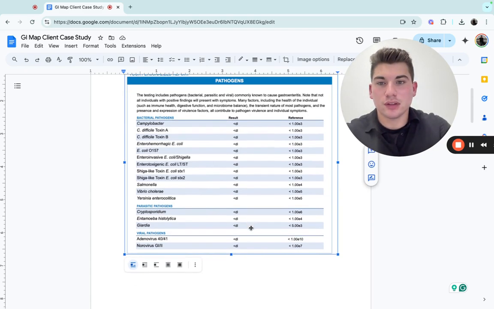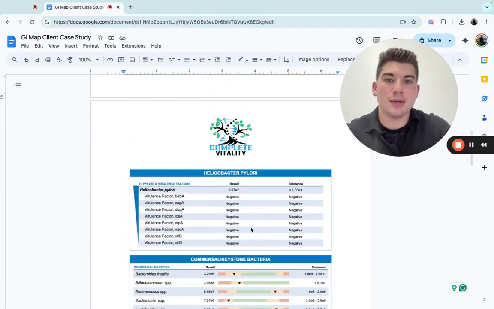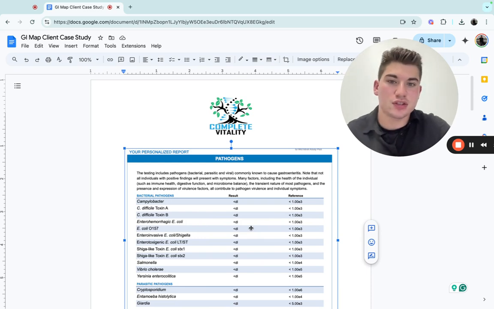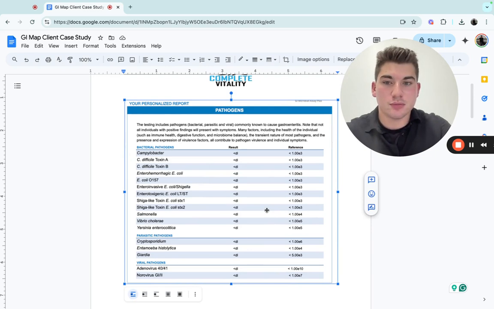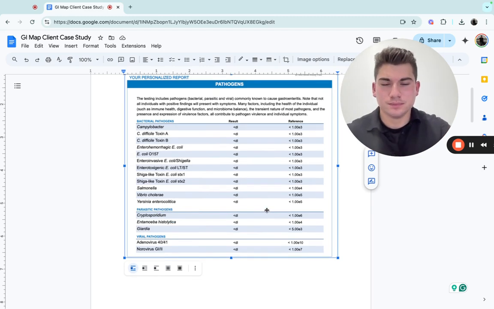Okay, so there's several different pages to the GI map, and these aren't all the pages, but this is just a good, clear overlook at what each page is about, and hopefully to give you some more education and understanding of what could be going on with your specific gut problems or even chronic health condition.